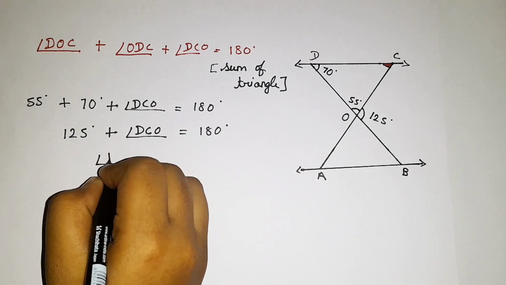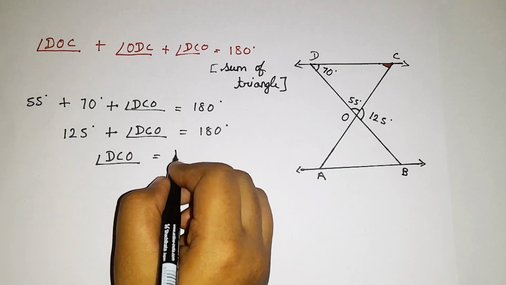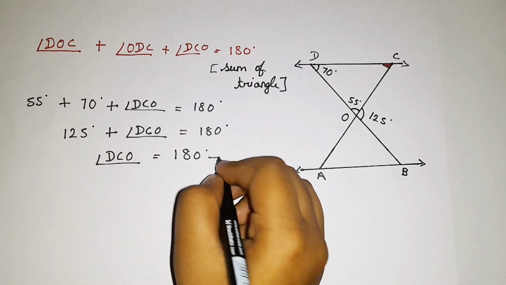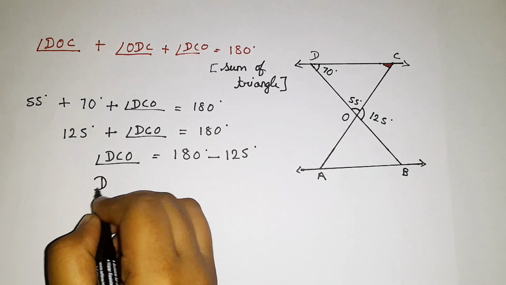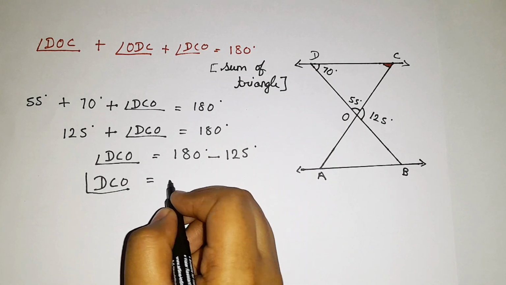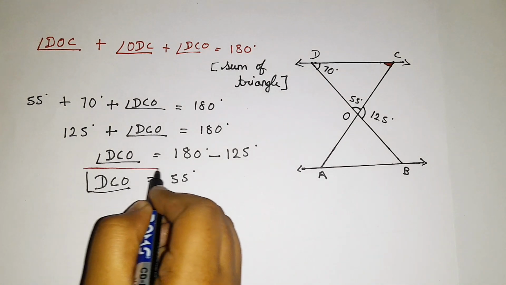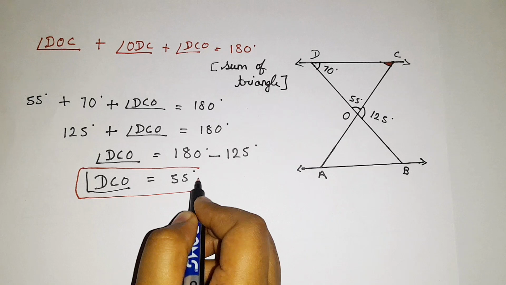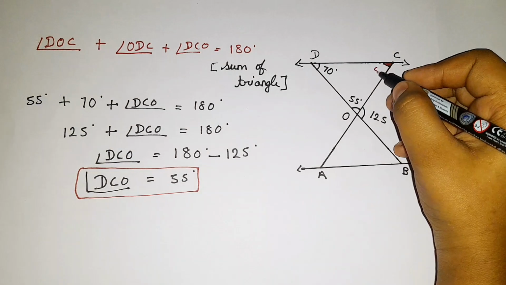So now let us write DCO as it is. When I move this 125 degrees to the other side, it changes into minus 125 degrees. Why? Because here it is in the addition form. So DCO is equal to 180 degrees minus 125 degrees, which is 55 degrees. Finally, I got a value for angle DCO. Alright guys, what is the value? 55 degrees. So here also it is 55 degrees, so let us write 55 degrees.